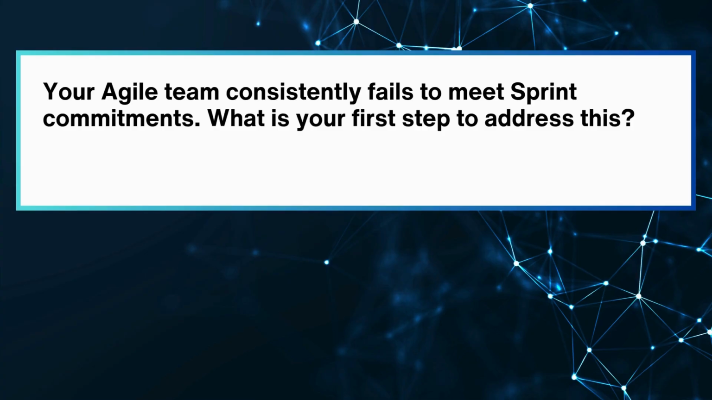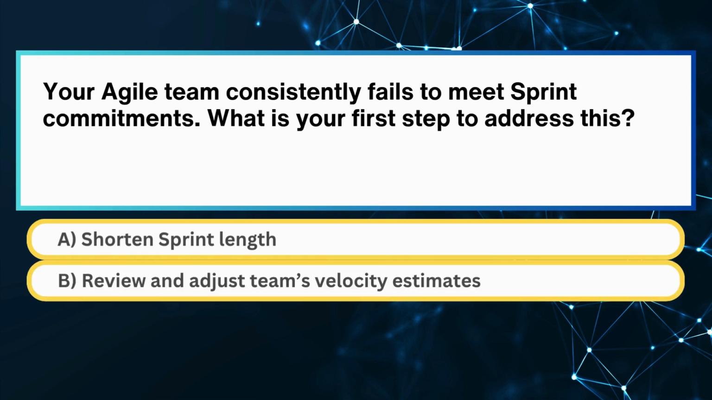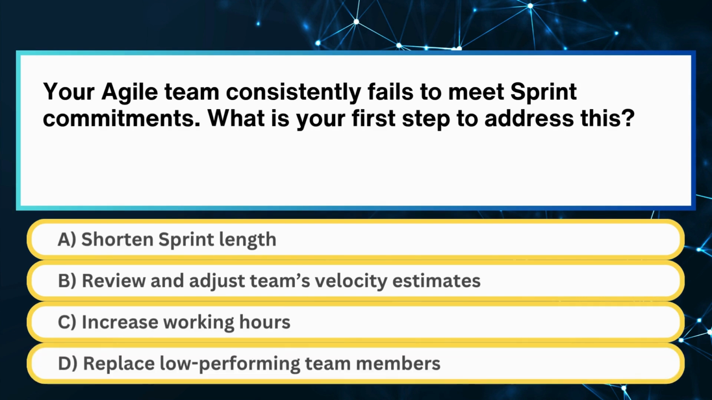Your Agile team consistently fails to meet sprint commitments. What is your first step to address this? Is it A. Shorten sprint length, B. Review and adjust team's velocity estimates, C. Increase working hours, or D. Replace low-performing team members?